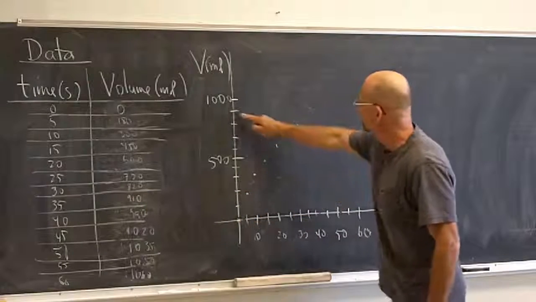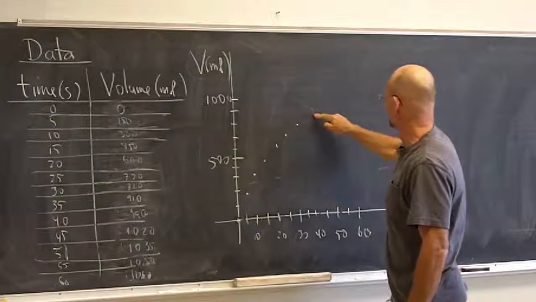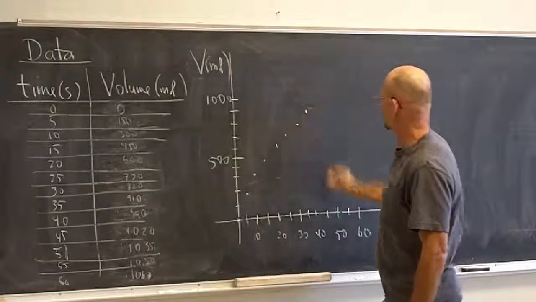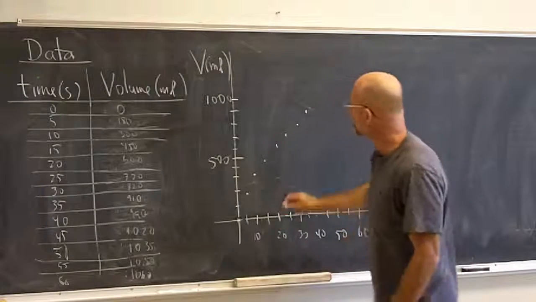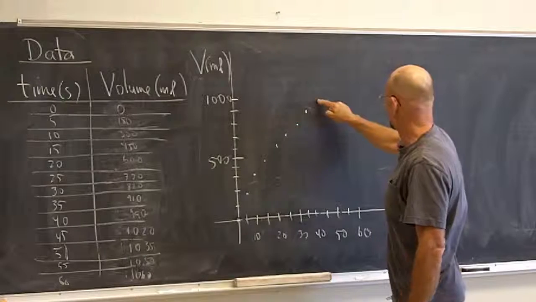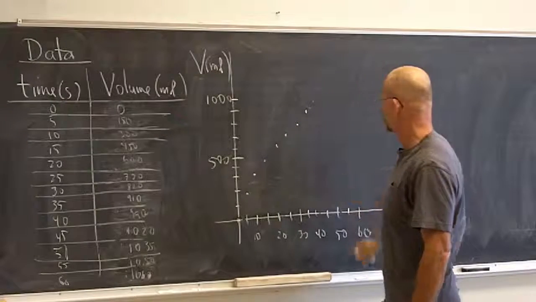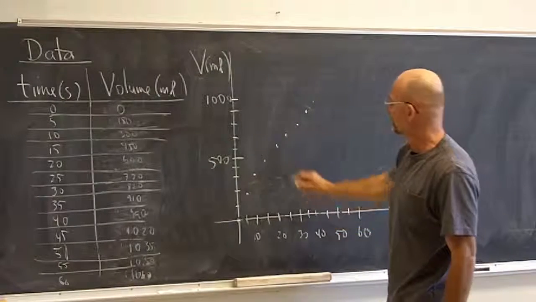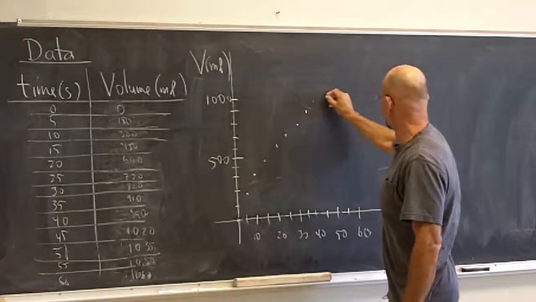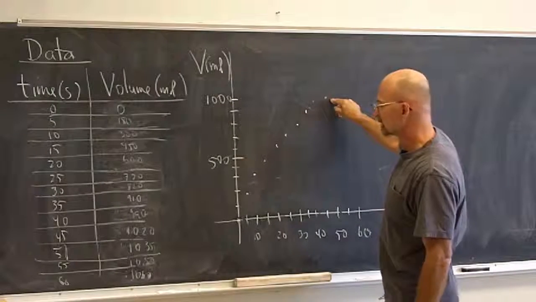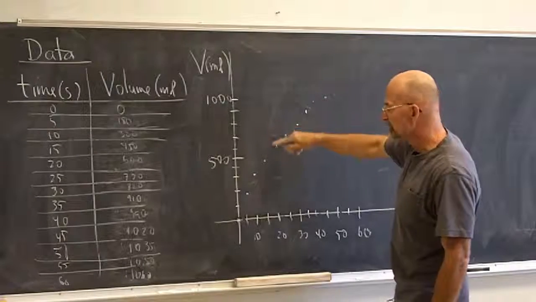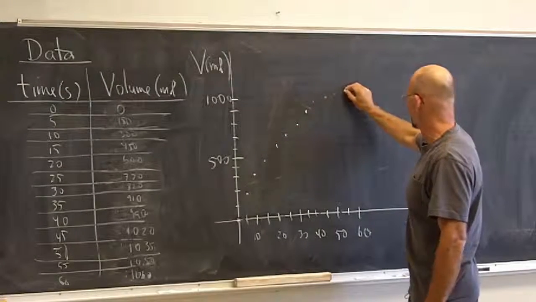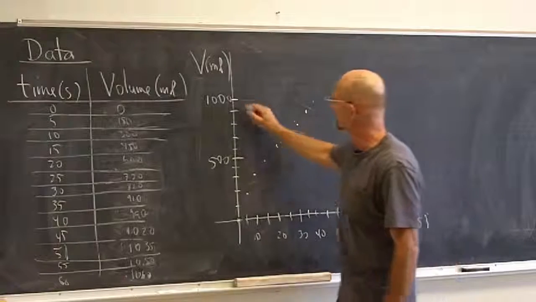35 and 910, so there's 935. 40 and 990, so we're just under the 1,000 at 40 seconds. 45, we have 1,020, slightly above. 50, we have 1,035. So these are very small changes anymore. 55, 1,050, and 60 at 1,060.